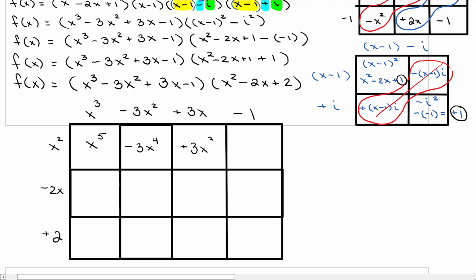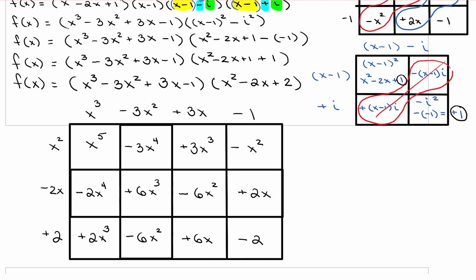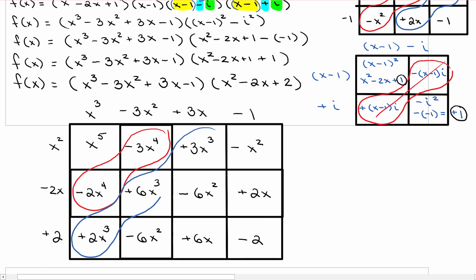Okay, so we're just going to go ahead and multiply this out. I'm going to write down each one of these terms here. And so this is what I got. Now I'm going to look for like terms. Like terms are all of the terms that have the same variable raised to the same power, and I can combine those together.